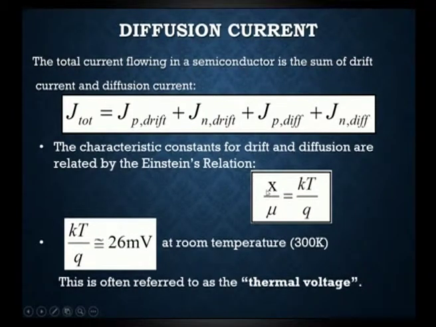This is the Einstein relation, where D divided by mu is equal to kT divided by q, and this kT divided by q is approximately equal to 26 millivolt at room temperature, and this is often referred to as the thermal voltage.